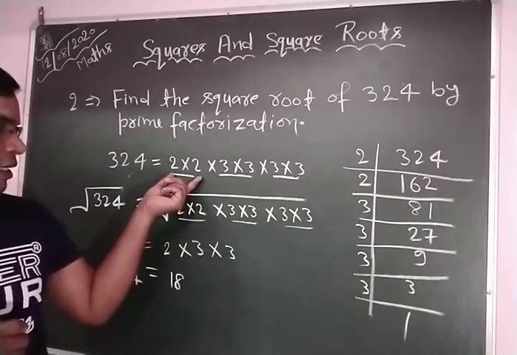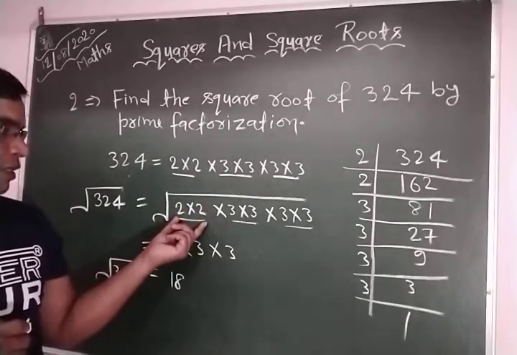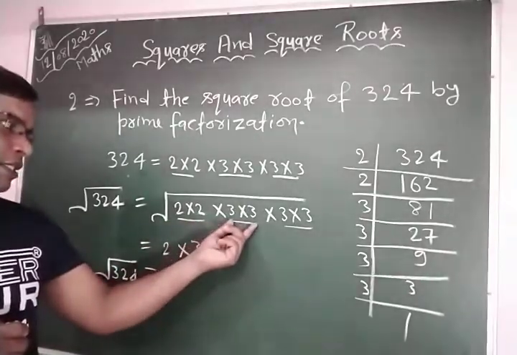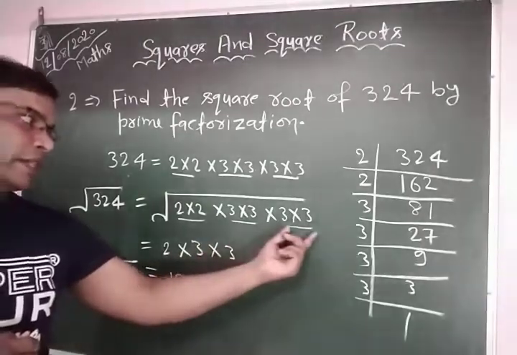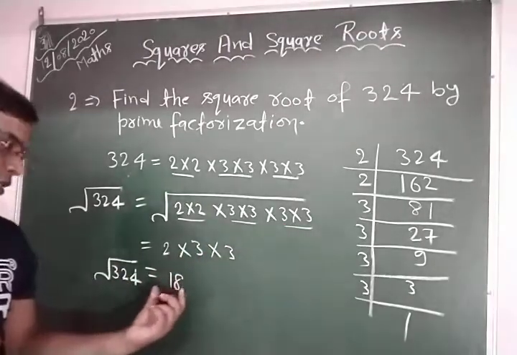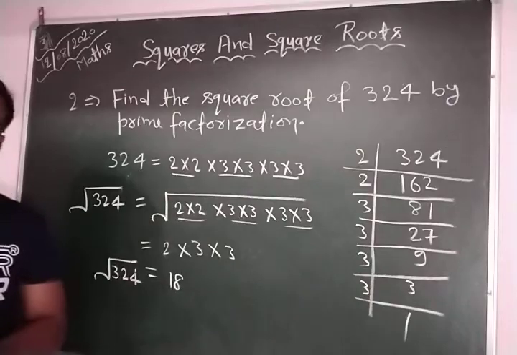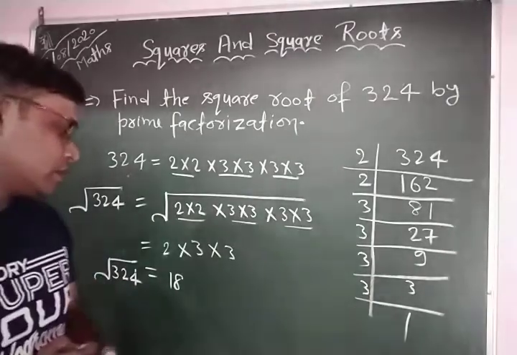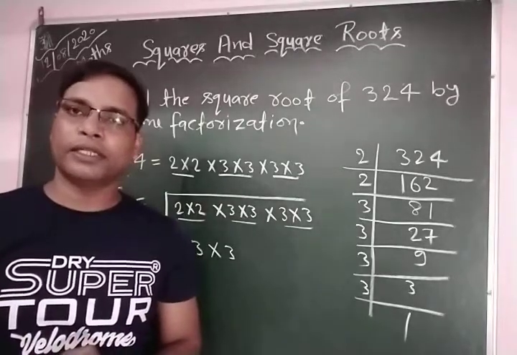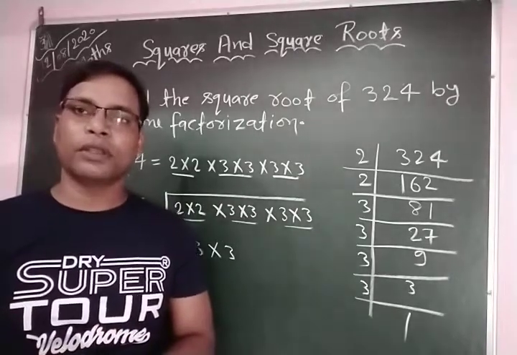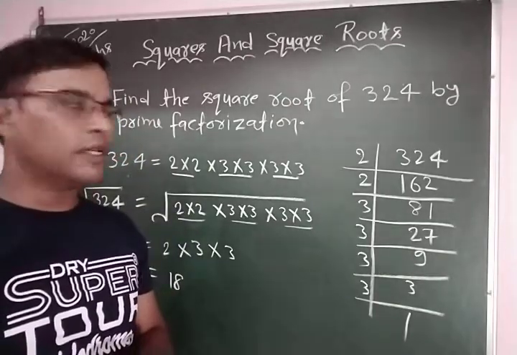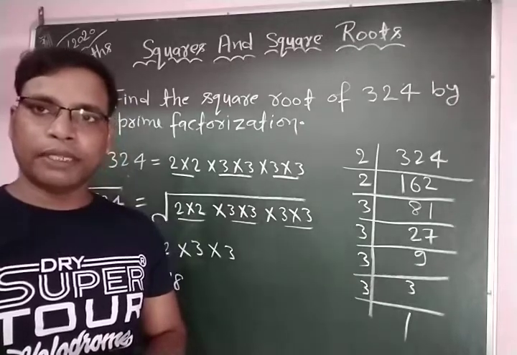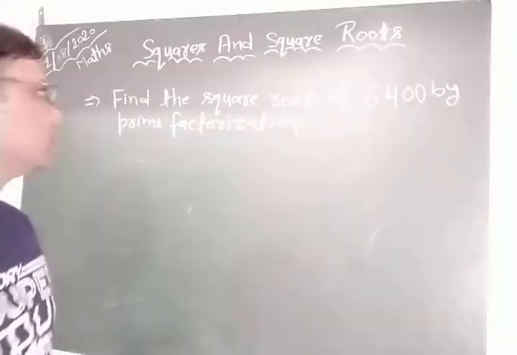So here, in this pair, we take one prime number, 2. In this pair we take 1 3, and in this pair we take again 3. Okay, so you obtain 18. So in this way you can say the square root of 324 is 18. Now let's see the next example and find the square root of any number by the prime factorization method.